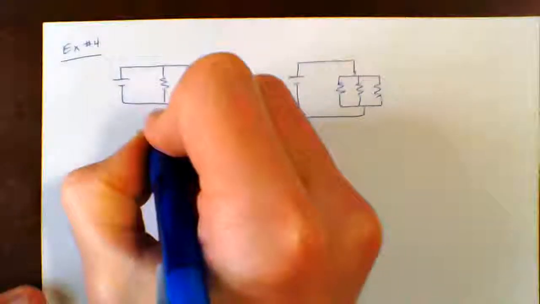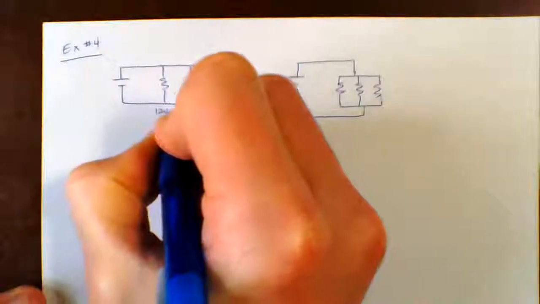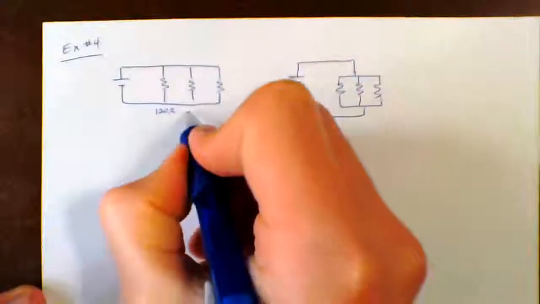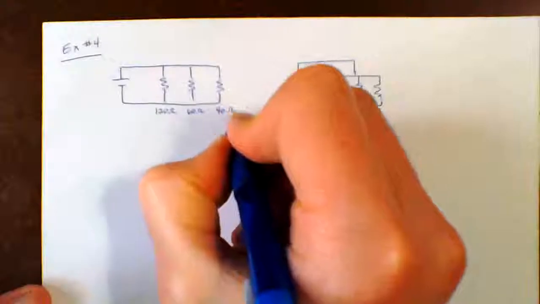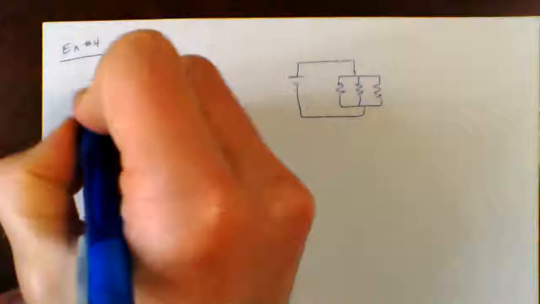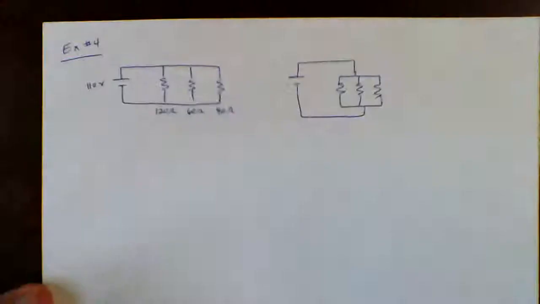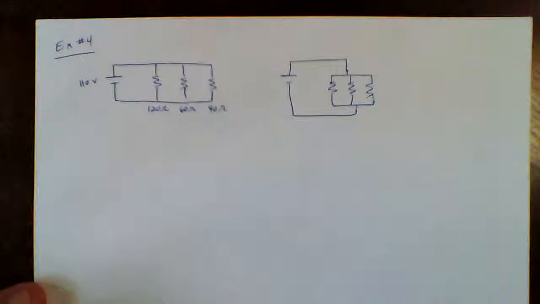So I'm going to put 120 ohms. This one is 60 ohms. And I'm going to make this one my 40 ohm resistor. And this is my 110 volt power source. So that's my schematic diagram. I want to know what the equivalent resistance of the circuit is.